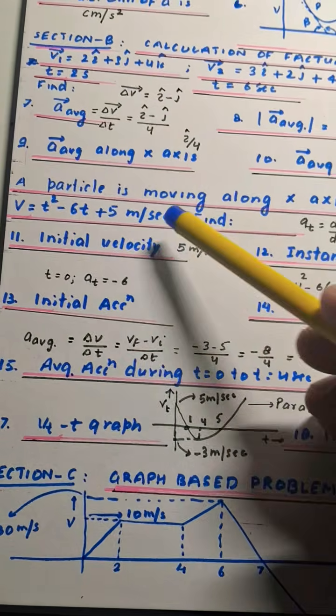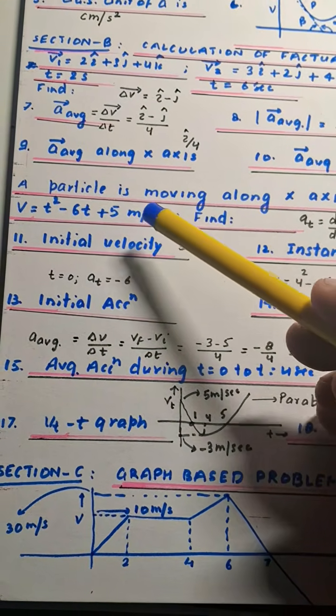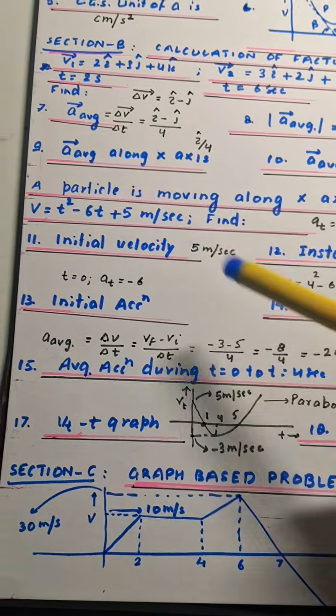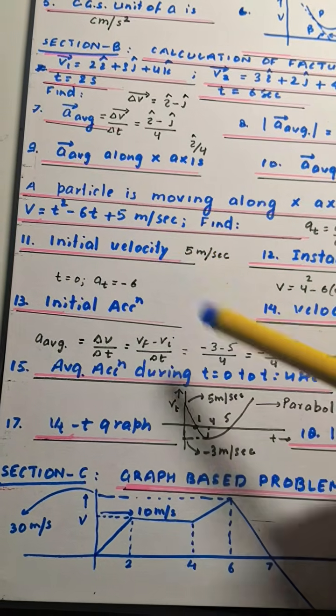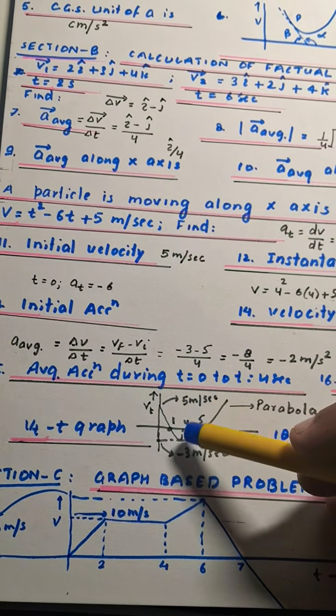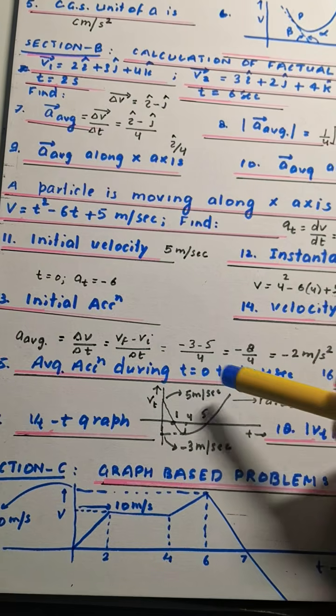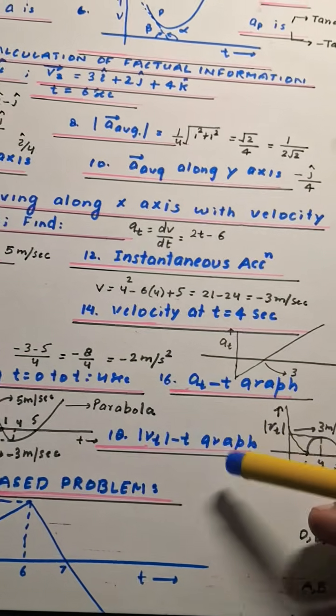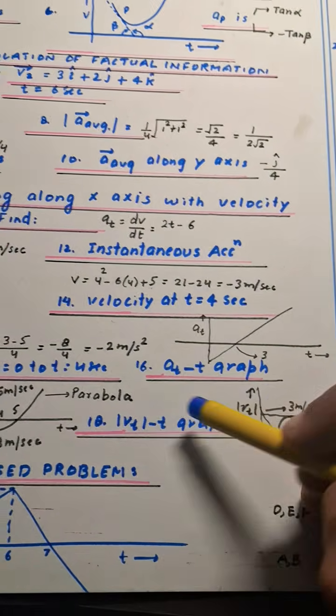As is clear from the equation, this represents a quadratic equation, so the graph is a parabola, and it has its roots at 1 and 5 and the vertex at 4, so that will be the velocity time graph, an upward parabola. Next is the mod v(t) versus t graph.